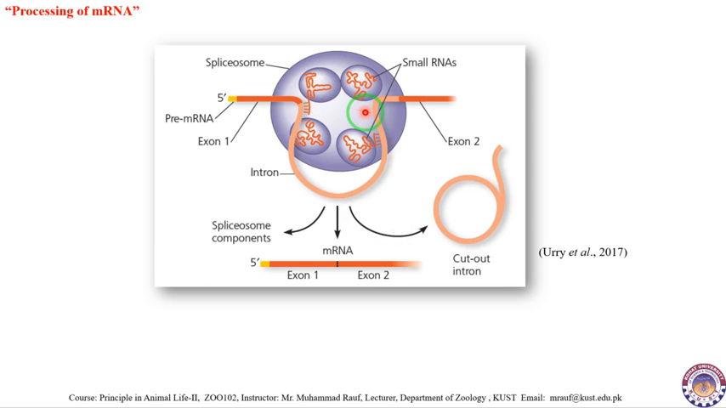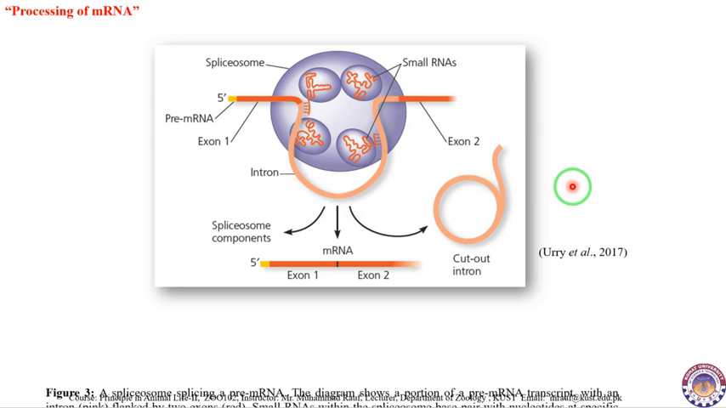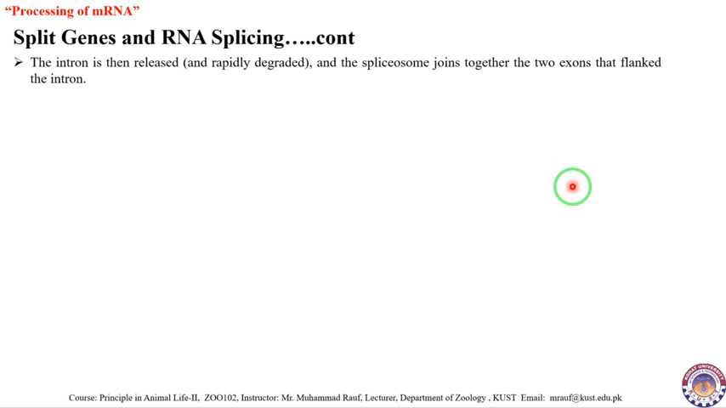And how does the spliceosome recognize that this particular sequence is an intron and needs to be removed? There is a GU-AG rule. The GU-AG rule means that an intron will always have GU nucleotides on one side and AG nucleotides on the other extreme. So for the spliceosome, it is a signal that the sequences residing between GU and AG are non-coding and need to be removed. So the intron is then released and rapidly degraded, and the spliceosome joins together the two exons that flanked the intron.